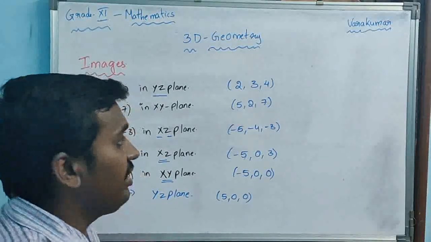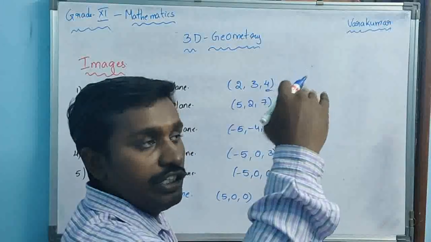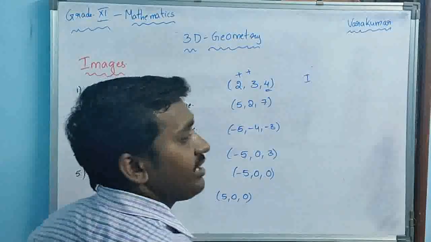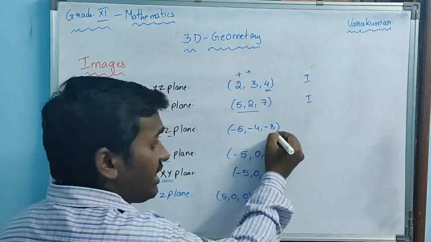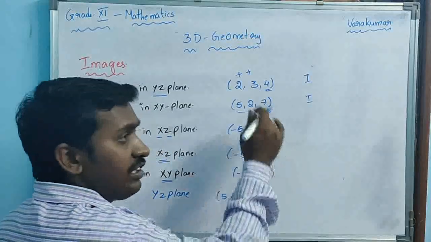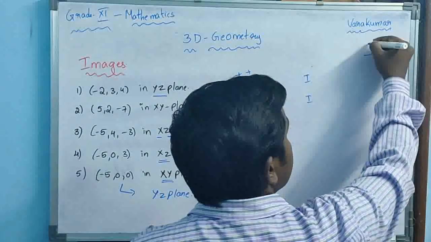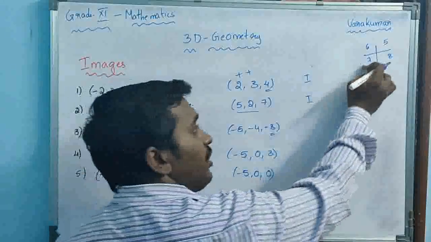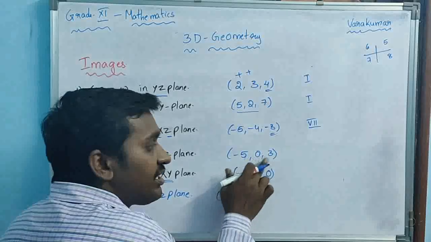Let us recall once again. Now here 4 is positive, so it is the upper layer, and both are positive. So what do you say? First octant. And similarly this one also, first octant. And z is negative. According to us, 5, 6, 7, 8. Z negative, and both are negative, so 7th octant.